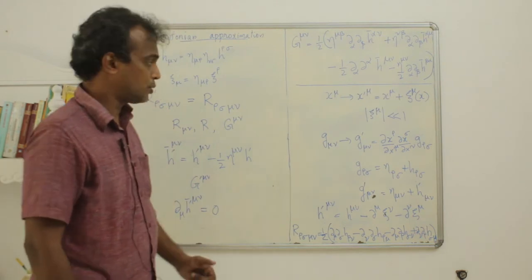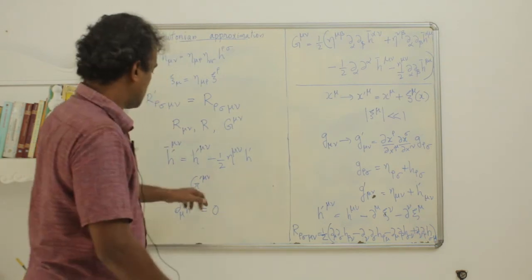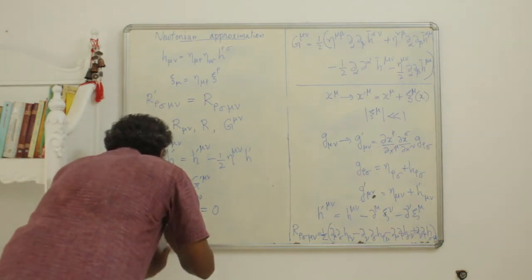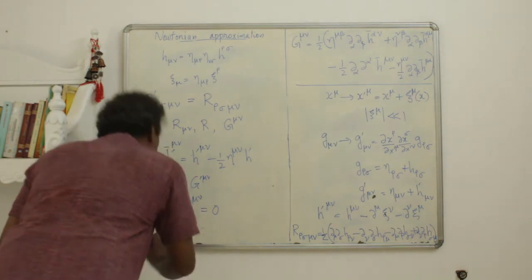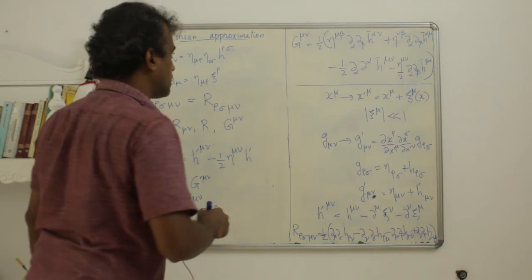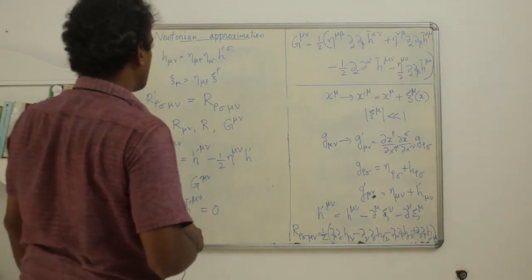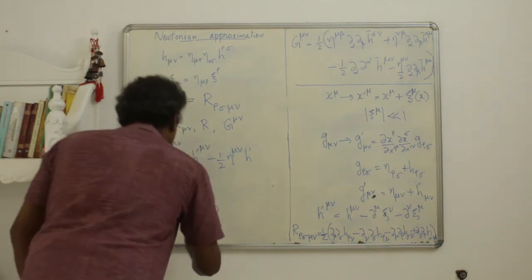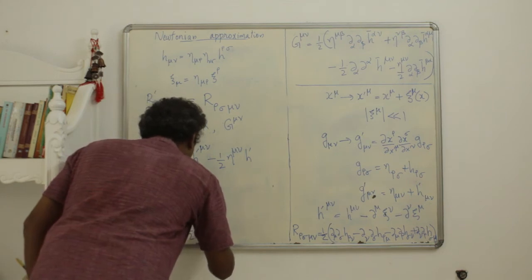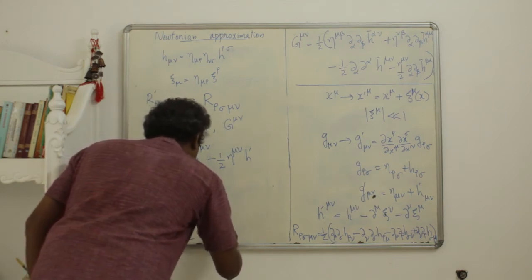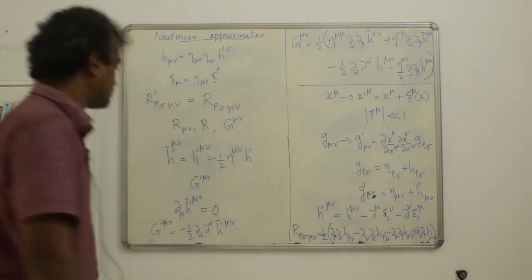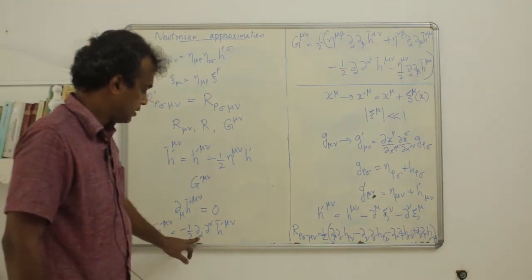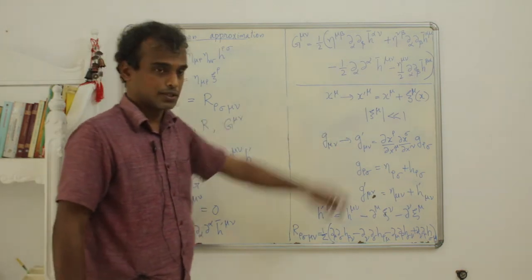All of those terms would go to zero in the new coordinate system, which means the g prime mu nu that I write down will have just one term surviving, which is going to be minus half del alpha del alpha h bar prime mu nu. You must also keep in mind that these derivatives are also taken in the x prime coordinate system.